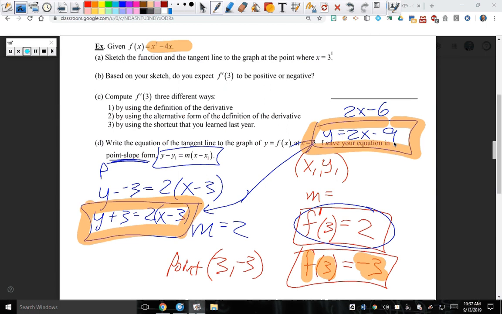Is this on the test on Tuesday? No, this is not, because this is Unit 2.